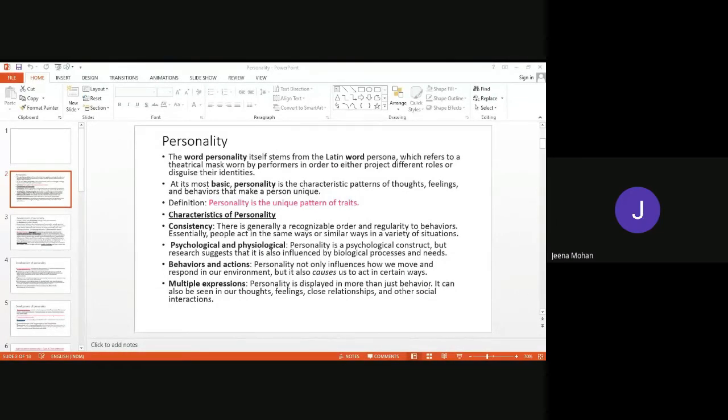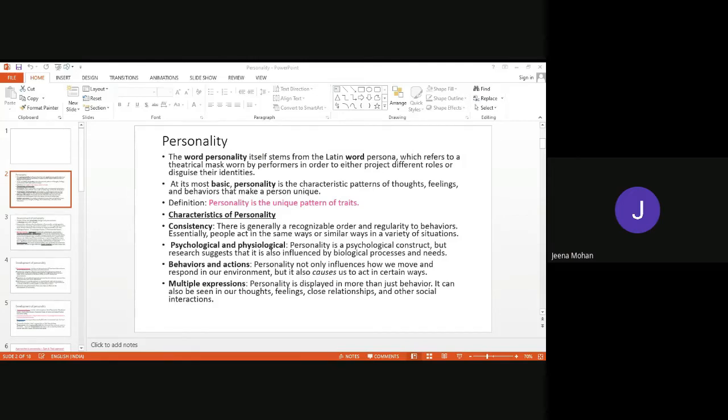Then when we talk about the learning theories, extinction and spontaneous recovery, that one question is there in your assignment. Then Cattell's trait approach theory of personality, that I already mentioned. Then basic concepts of social learning theory. Not all the questions are there with me.